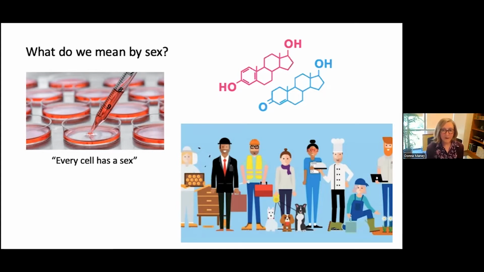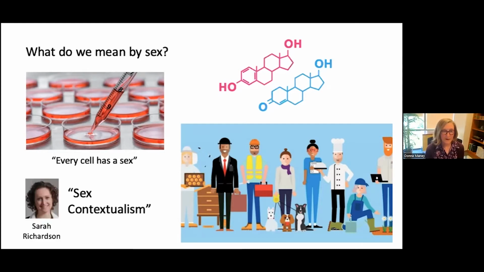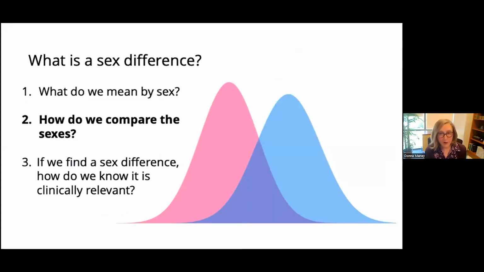Now, when we say that we're including sex as a biological variable, what we're actually doing is we're talking about a lot of different things. This has been called sex contextualism, and Sarah Richardson just published a series of articles about this, where she argues that changing your definition of sex depending on your study is not a bad thing. It's something that you have to do in order to be precise and rigorous with your science. You first have to decide what you mean by sex, and then design your study and report your results accordingly. So I'm going to leave this first question for a moment and move on, but I'm going to come back to it at the end.